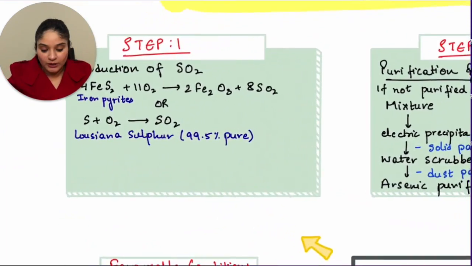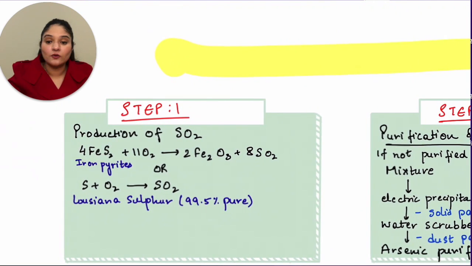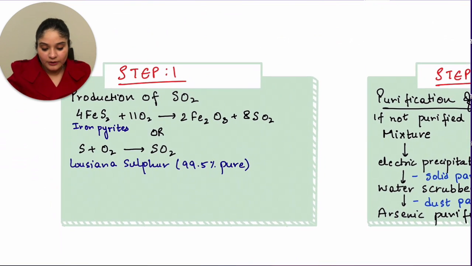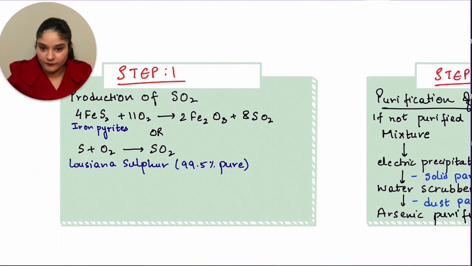So the first step is production of sulfur dioxide. When it is prepared, you have iron pyrites reacting with oxygen, giving you Fe2O3 and SO2. Or another formation that you can use for SO2 is S plus O2 gives SO2, and this is Louisiana sulfur, which is 99.5% pure sulfur. So you can use any of these equations.